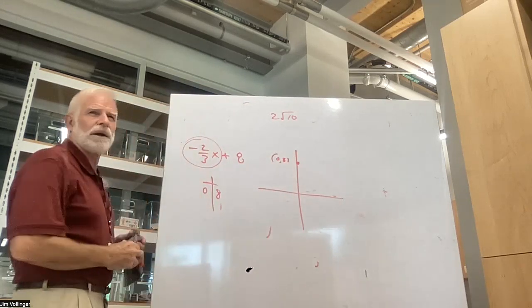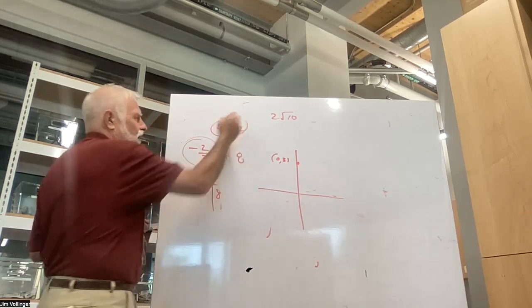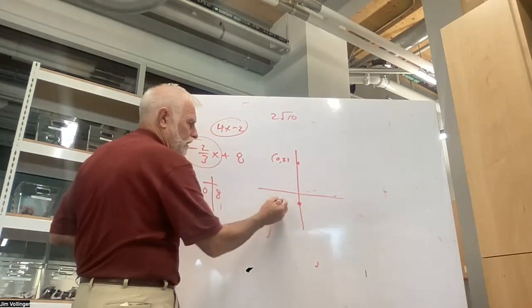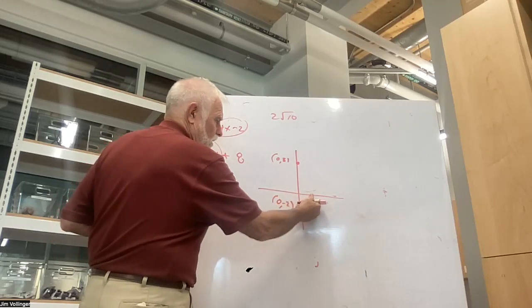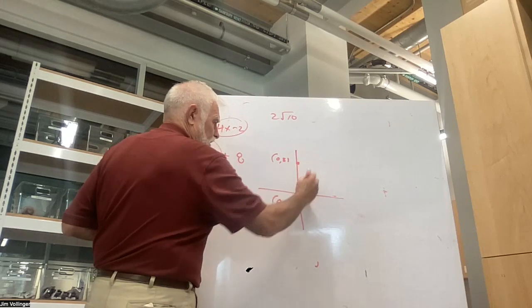All right. And then we got what on the other side? 4x minus 2. Well, that's another line. Put a 0 in, you get -2. That'd be about there, I think. And we're going up at 4 to 1. So I'll go that, and I'll do it 4 times. About like that.